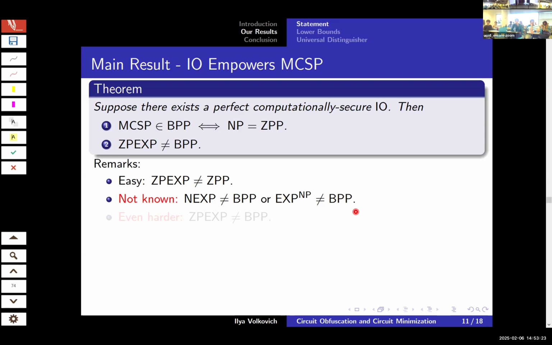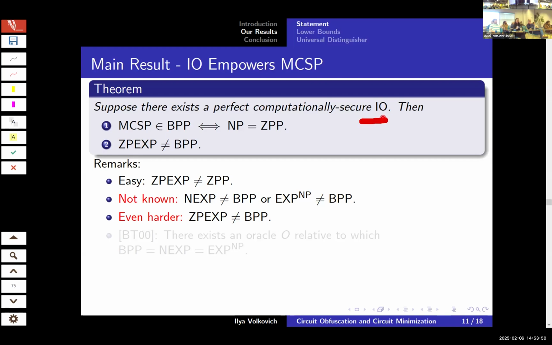Now, to make it even more interesting, if you want to separate ZPEXP from BPP, we really have no clue. ZPEXP is a subclass of NEXP. So separating ZPEXP from BPP would imply separating NEXP from BPP, which we have no idea how to do. Here we're even more clueless. At the same time, one of the results is that if you have IO, you actually get to separate these two complexity classes.